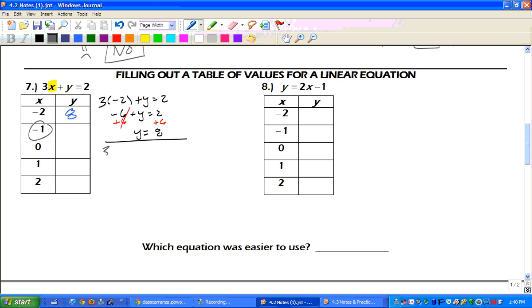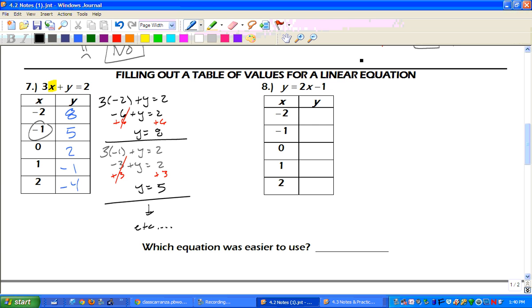Let's do it again, because now we have to plug in negative 1. 3 times negative 1 plus y equals 2. We're using the same equation, negative 3 plus y equals 2. Same thing, we have to add 3 to both sides. We get y equals 5. Then we would do the same thing for the next ones, and I believe we would get 2, then negative 1, and then negative 4. Now let's try the other one.